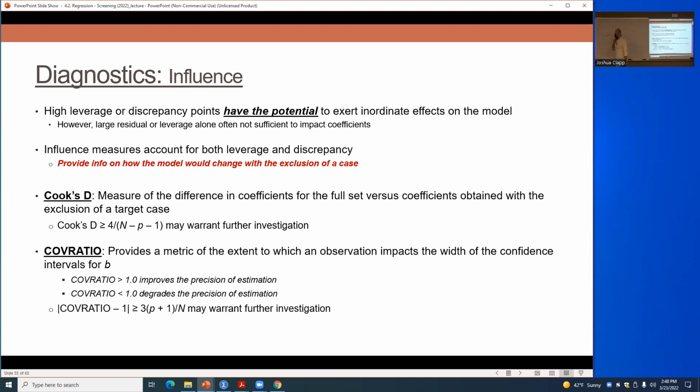So again, for cove ratio, if we take the absolute value of covariance ratio minus 1, and that is greater than 3 times the number of predictors plus 1 over sample size, it could warrant further investigation. We're going to focus mostly on Cook's D just to keep it simple, but I wanted to throw this out so you know the different metrics and what's going on with this stuff.